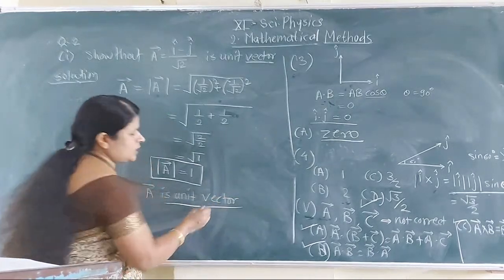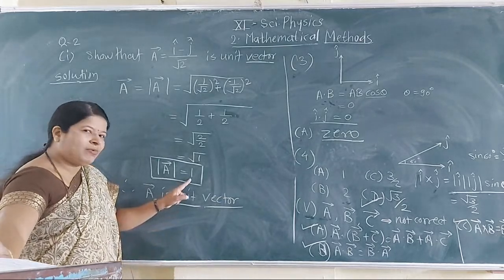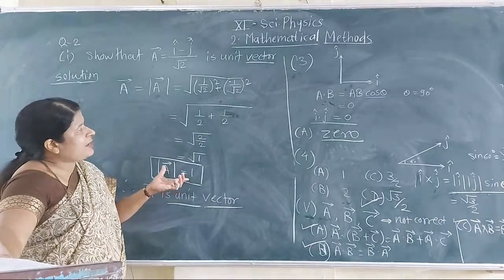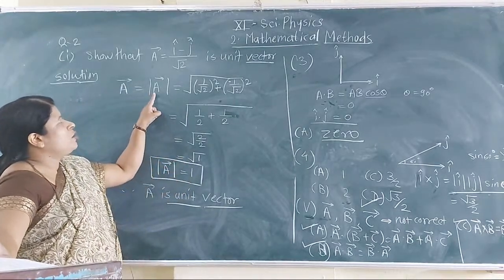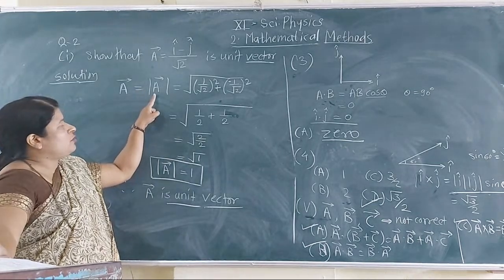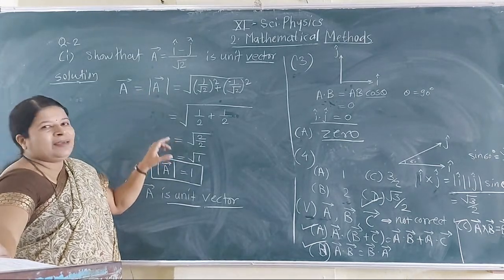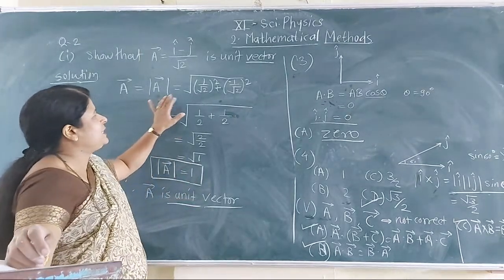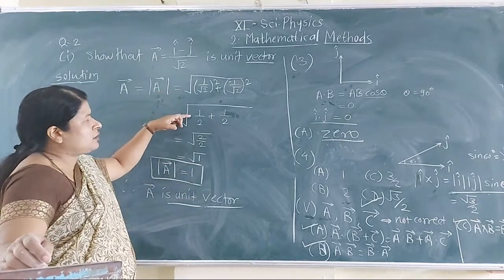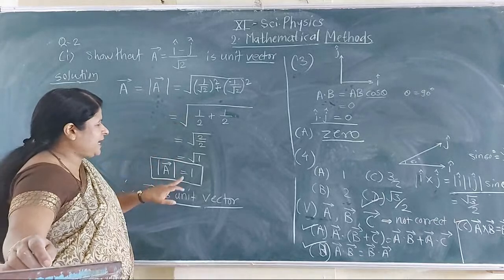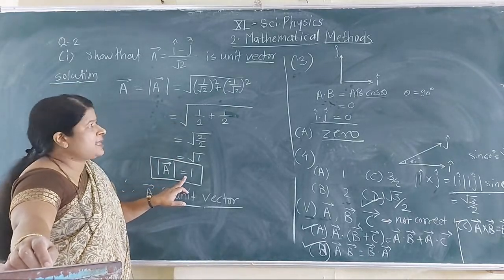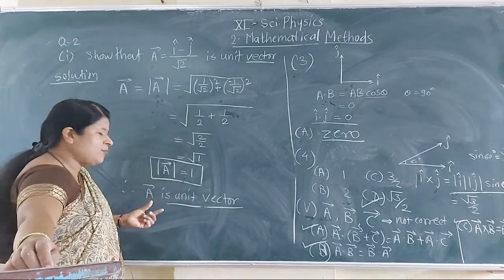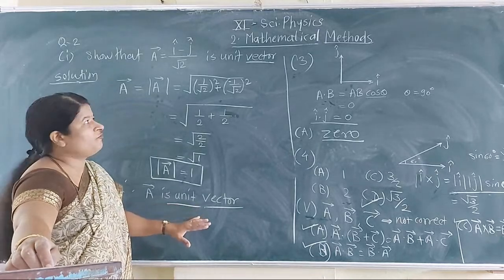We know that a vector having magnitude 1, we call it a unit vector. In this way we get the magnitude of vector A. If this question is asked for 2 marks in the exam, first you have to write this formula, then substitute the values and then get the answer. That means magnitude of vector A is equal to 1. Therefore, vector A is a unit vector.